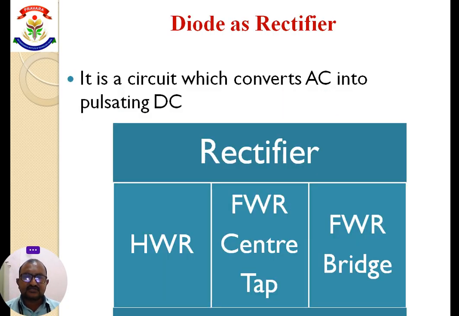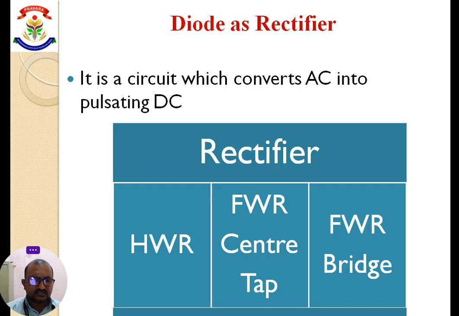Then the second application of the diode is a rectifier. Rectifier means it converts AC into a pulsating DC. This is the main application of the diode. There are three types of rectifier. One is the half wave rectifier, second is the full wave rectifier, and third one is a full wave bridge rectifier. The full wave rectifier is divided into two types. One is the full wave center tap rectifier and second is a full wave bridge rectifier. Okay, then we can see them one by one.